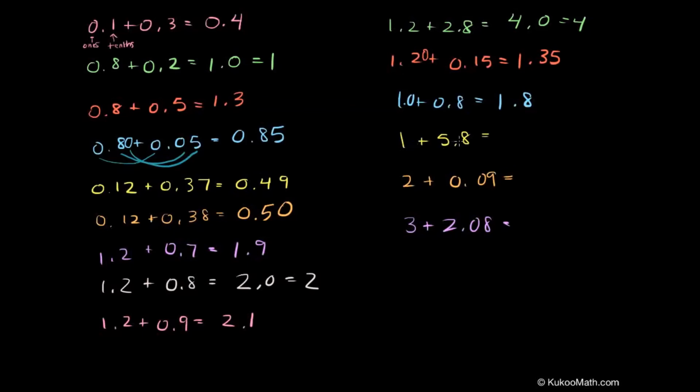Next question, 1 plus 5.8. Again, we can do the thing where we add 0.0, and now we can add 1.0 and 5.8. 1 plus 5 is 6. 0 plus 8 is 8.